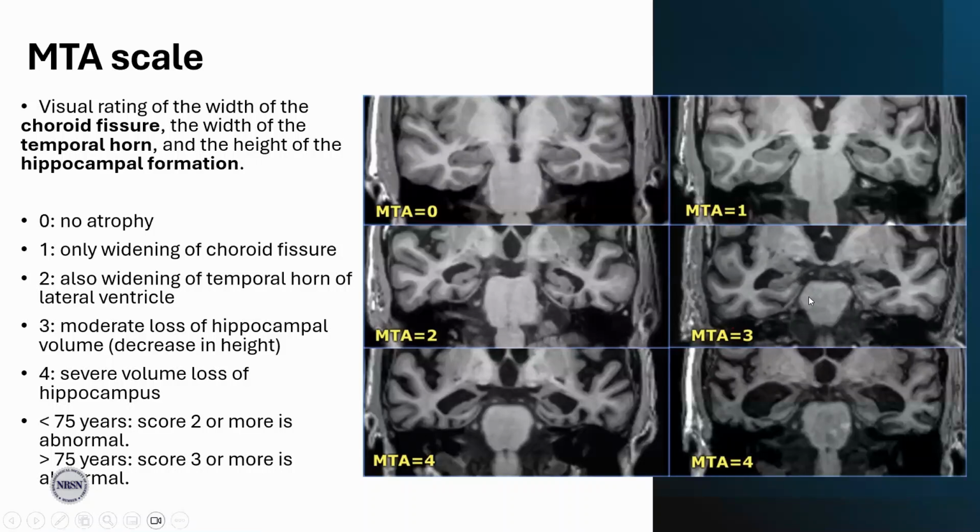An MTA of 3 just talks about the height of the hippocampus. So at this point, we know that there is an established widening of the choroid fissure and the temporal horn. Now the hippocampus is reduced in size. Then for a score of 4, there is severe volume loss, where it seems like the hippocampus is sleeping within the temporal horns of the lateral ventricle. Now, a score of less than 2 is normal for an individual less than 75 years old. Then a score of 3 and above is abnormal for patients that are 75 years and above.